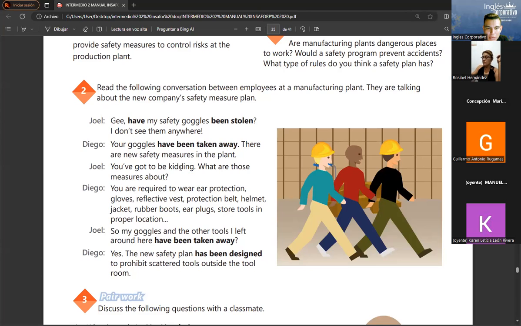Ok, you gotta be kidding. What are those measures about? You are required. Do you remember what require is? Requerir, ok. Tú requieres, yo requería. Ok, you require.